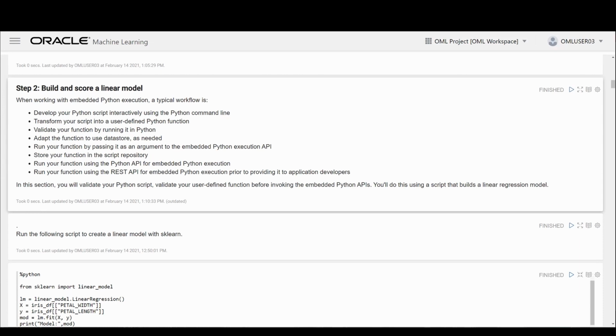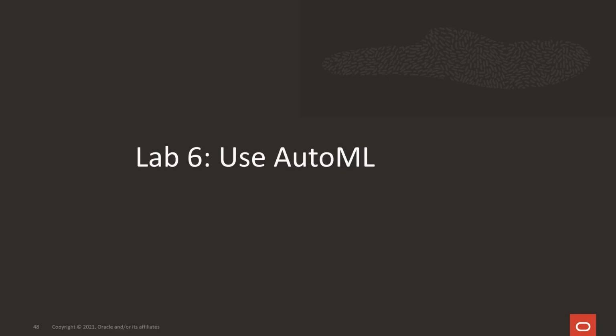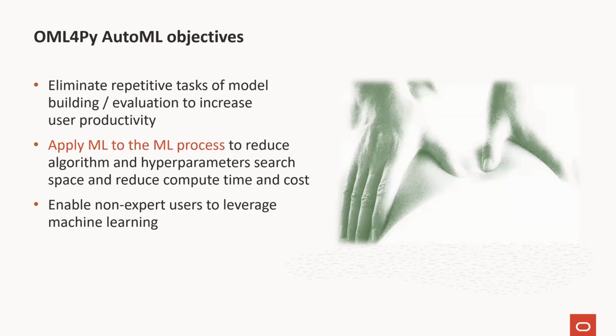Next, store your function in the script repository. Then run your function by name in the Python API and validate it in the REST API prior to providing it to application developers. So take a few minutes to work through the rest of this lab. Let's move on to our last lab, Lab 6, Use AutoML.